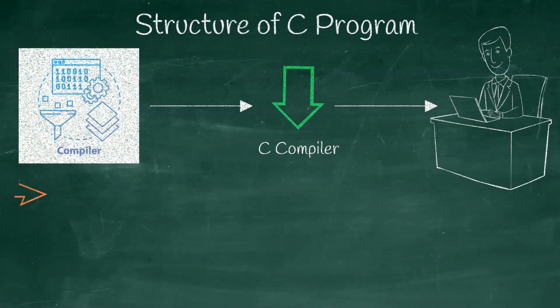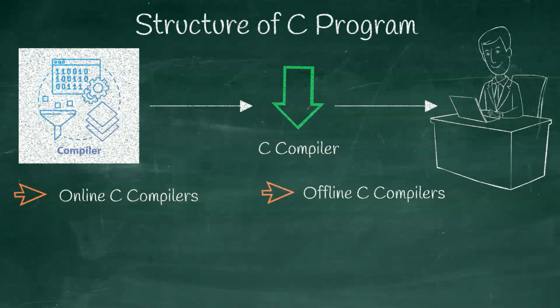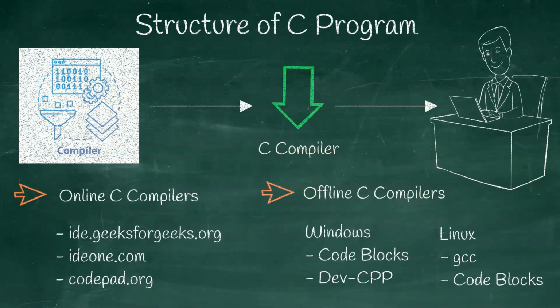There are many C compilers available. You can choose an online compiler or download a compiler and install it on your machine. Here's a list of compilers you might want to check.